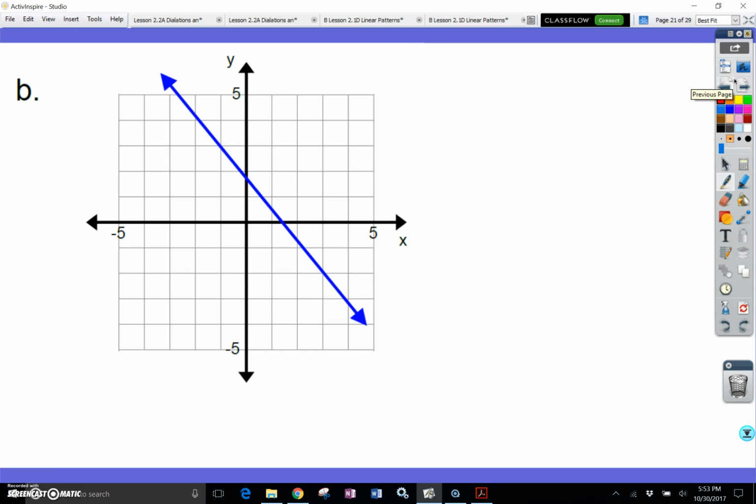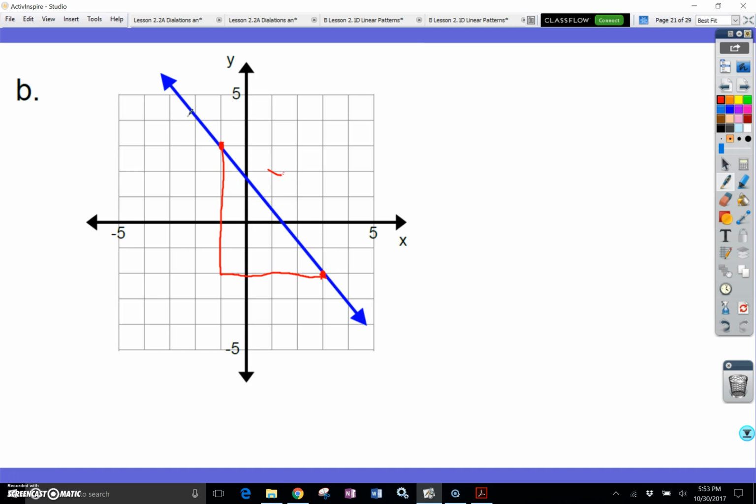Alright, so let's go ahead and we can go through these a little quicker. It looks like it crosses it here, and here would be my guess. So if I'm going to use the right triangle, I'll connect it right here. I already know it's a negative slope because I'm going down and to the right.